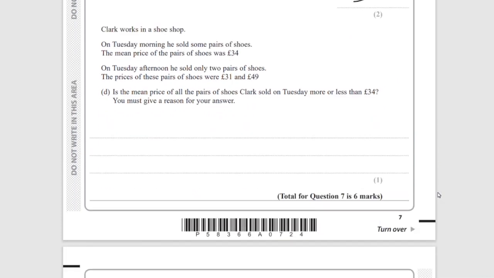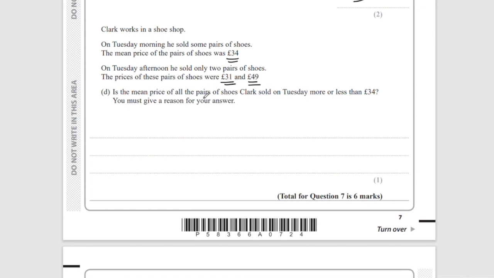Clark works in a shoe shop. On Tuesday morning, he sold some pairs of shoes. The mean price of a pair of shoes was £34. That's the mean price. On Tuesday afternoon, he sold only two pairs of shoes. The prices of these pairs of shoes were £31 and £49. So that's the individual price.